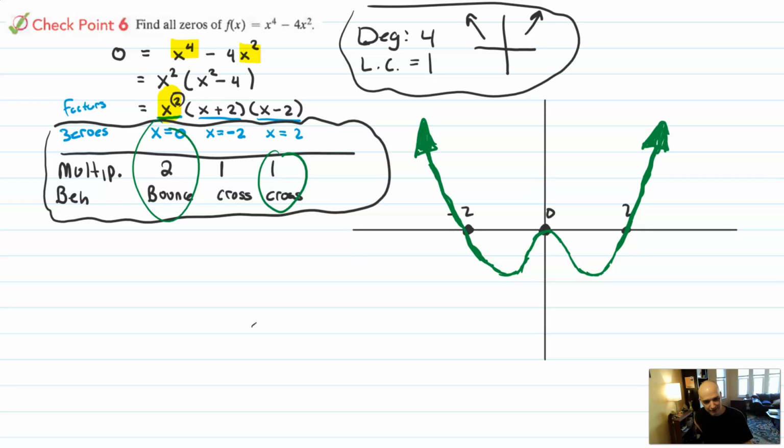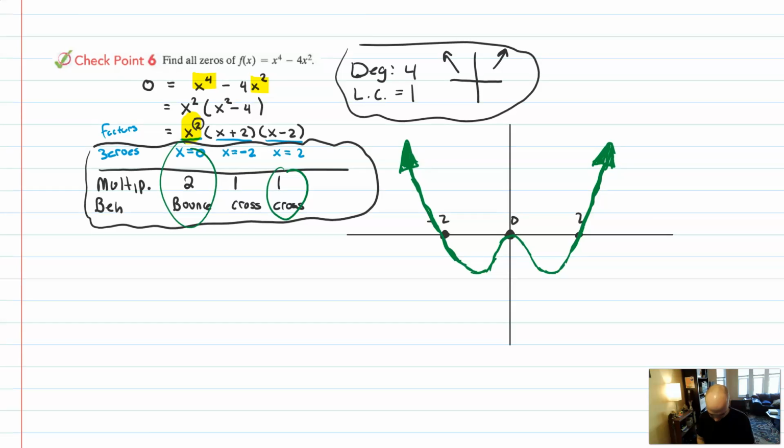That tells you everything you need to know along with bouncing and crossing. But basically, once you have plotted out the zeros, graphing these things is nothing more than connecting the dots in the right order. And I find it very satisfying and a lot easier than it seems at first.